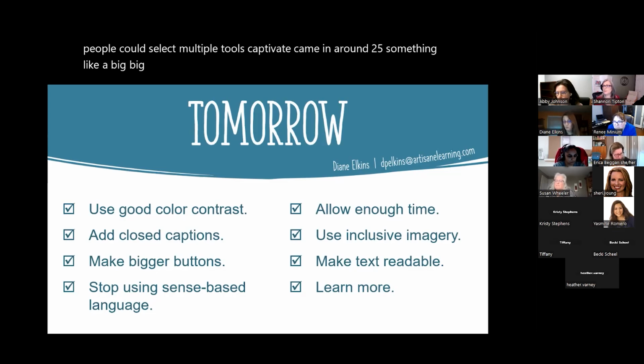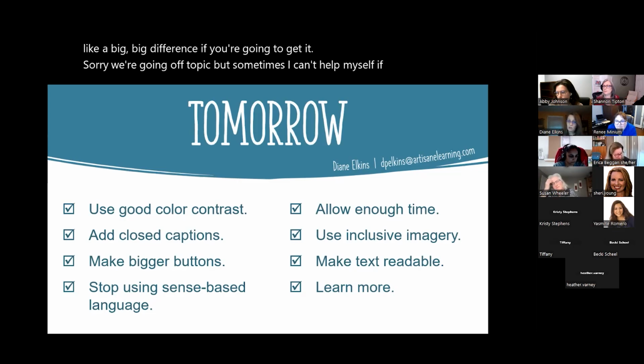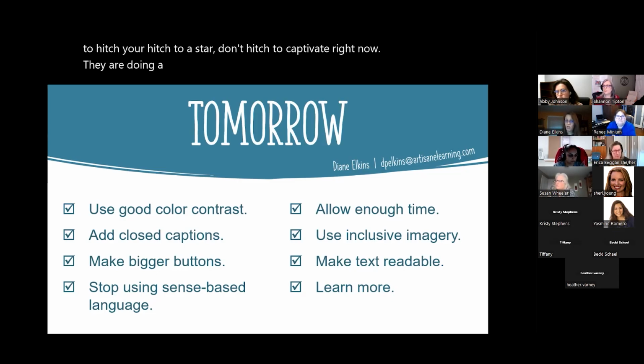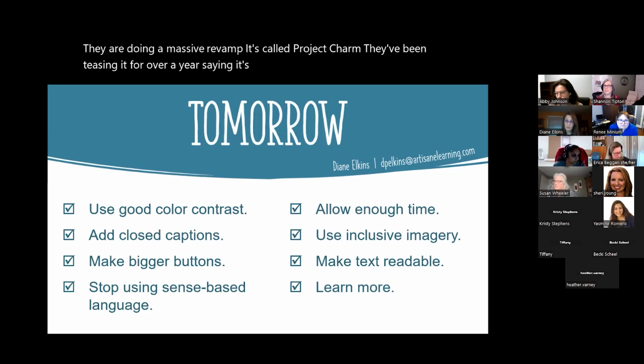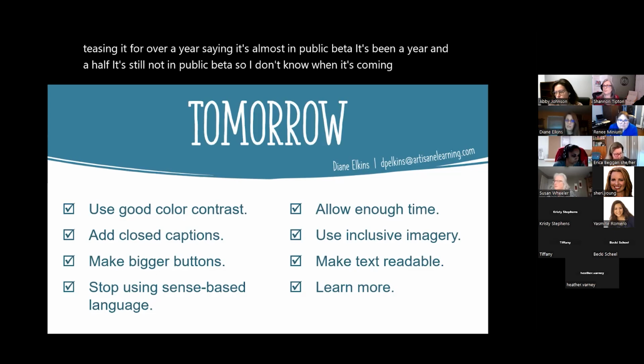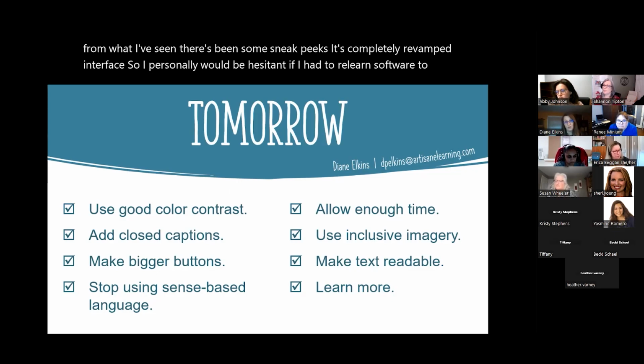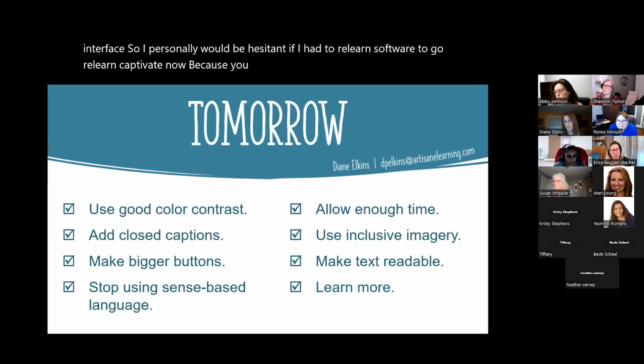I'm sorry, we're going off topic, but sometimes I can't help myself. If you're going to hitch your wagon to a star, don't hitch to Captivate right now. They are doing a massive revamp. It's called Project Charm. They've been teasing it for over a year, saying it's almost in public beta. It's been a year and a half. It's still not in public beta. So I don't know when it's coming out, but from what I've seen in some sneak peeks, it's a completely revamped interface. So I personally would be hesitant to go relearn Captivate now, because you might have to relearn it all again in 3 months or 6 months.